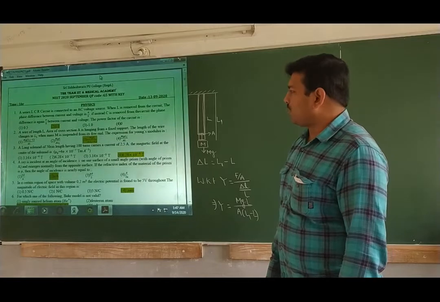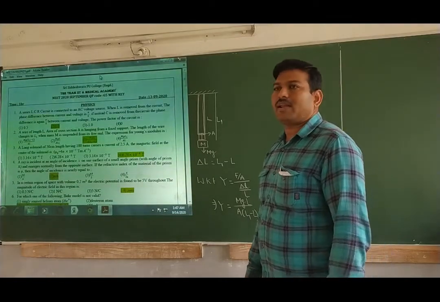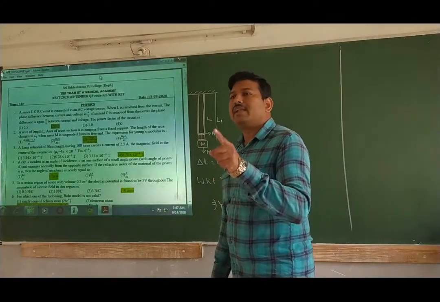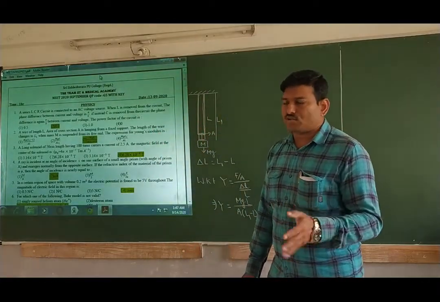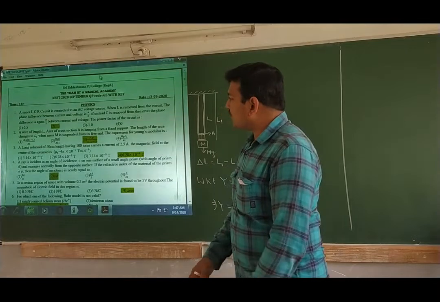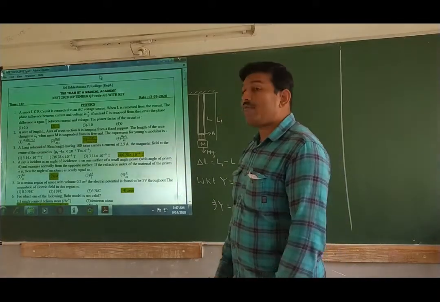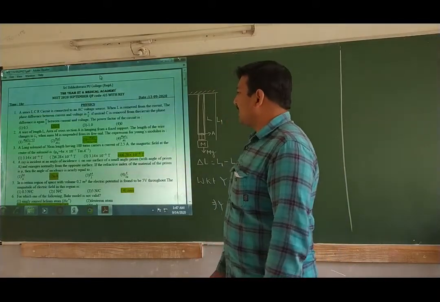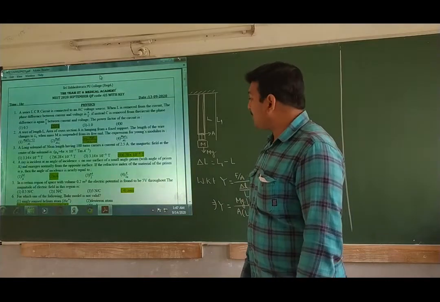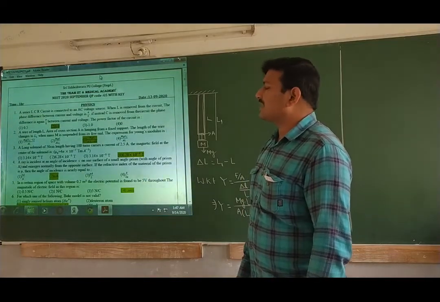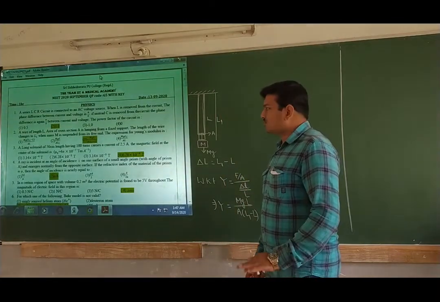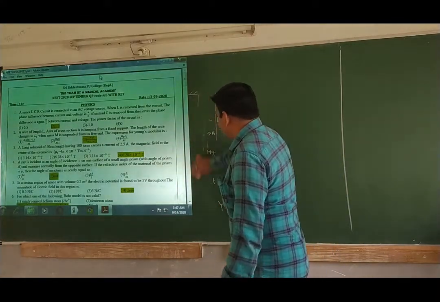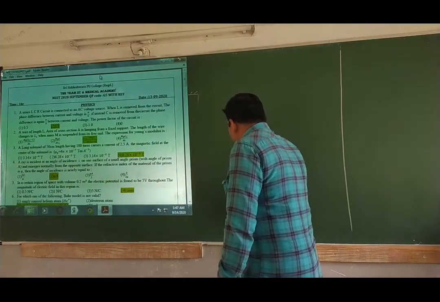A long solenoid of 50 centimeter length. They have specified it is a long solenoid, so you have to consider it as an infinite length solenoid. A long solenoid of 50 centimeter length having 100 turns carries a current of 2.5 ampere. The magnetic field at the center of the solenoid they are asking. What is the magnetic field at the center of the solenoid?